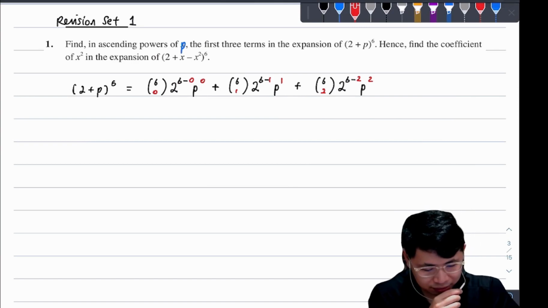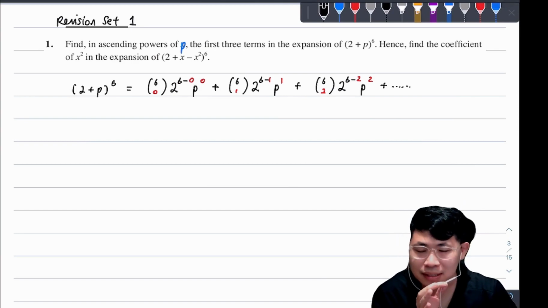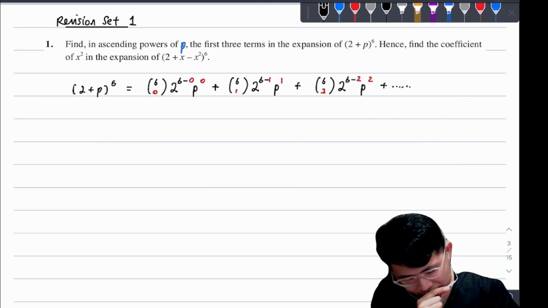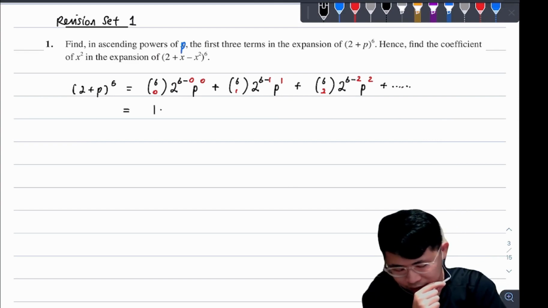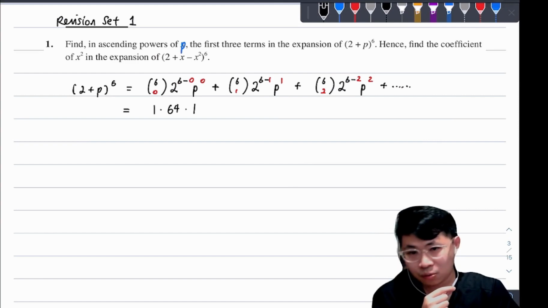So in total, we have 7 terms. Please don't just do 2 power 6, p power 6. It doesn't work that way. You have a total of 7 terms. So let's do this one by one. 6 choose 0 is 1. 2 to the power of 6 is going to give me 64. Then p to the power of 0 is 1.